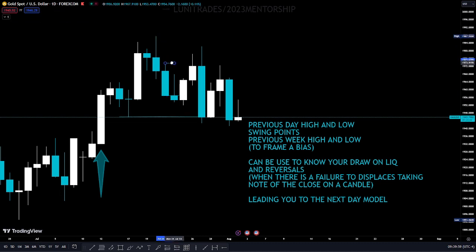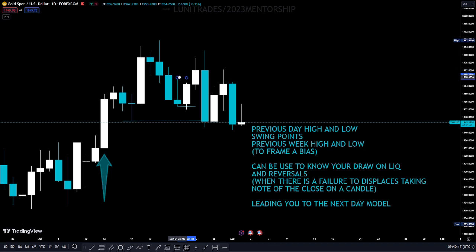The close of a candle is very important. They're not just random. So this candle closed below this low too, again, right? So what you want to take note of is this low. You'll be expecting for this day that this low will be taken, which is what happened. But where did it close? It closed above it. Can you see? Above this low, it closed above it.